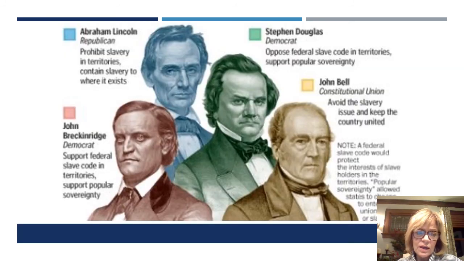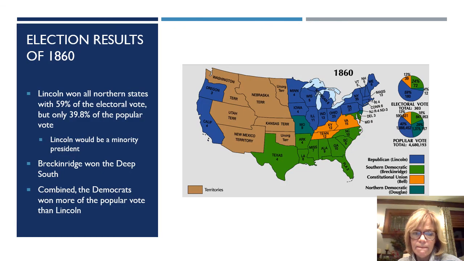All right, so here again, you've got the four candidates, Breckinridge, Lincoln, Douglas, and John Bell of the Constitutional Union Party. All right, and as we all know, Abraham Lincoln was elected president in 1860. You can see the blue states on here, the ones that he carried. He did not gain the majority of the popular vote. He did get 59%, though, of the electoral vote, which is more than what you need to become president. You only need 51%. And he only got close to 40% of the popular vote.